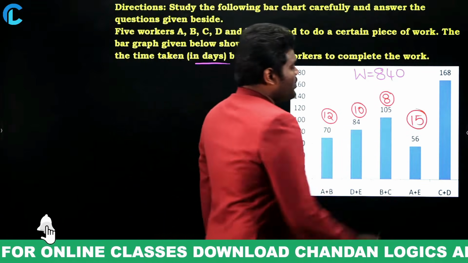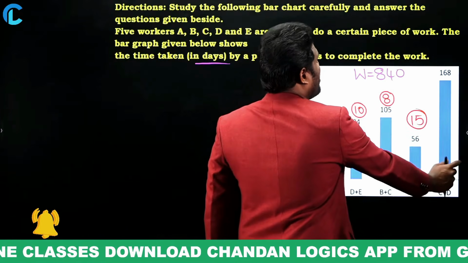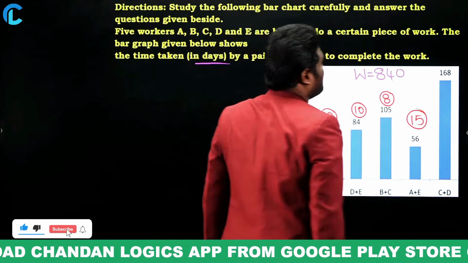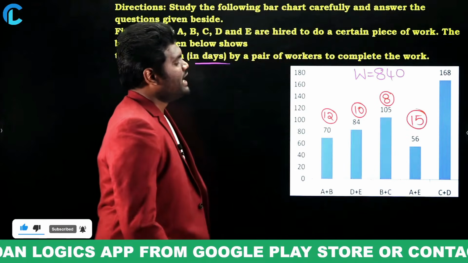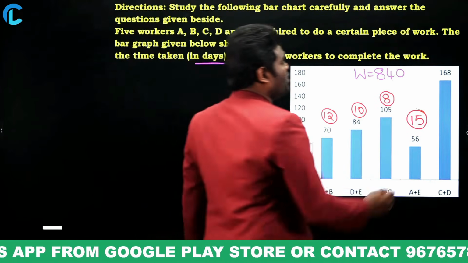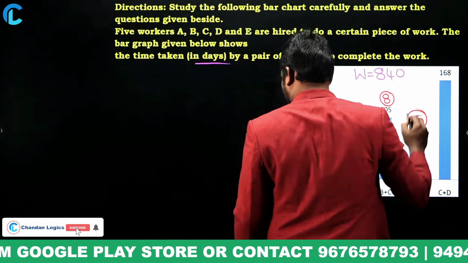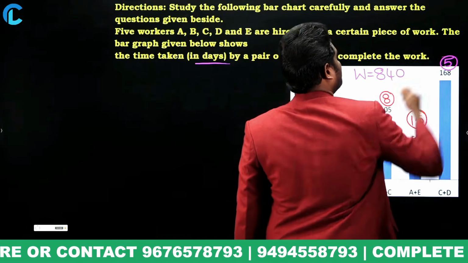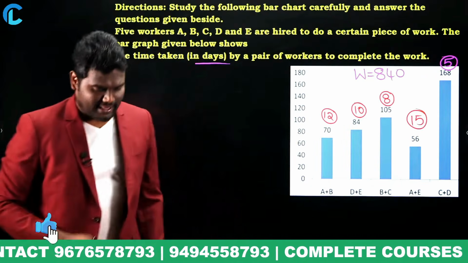Next, in one day CD will do how many units of work? To do 840 units, they are taking 168 days time. 168 days time means in one day they will do how much? In one day they will do 5 units. Yes or no? In one day they will do 5 units of work. Okay, in one day they will do 5 units.